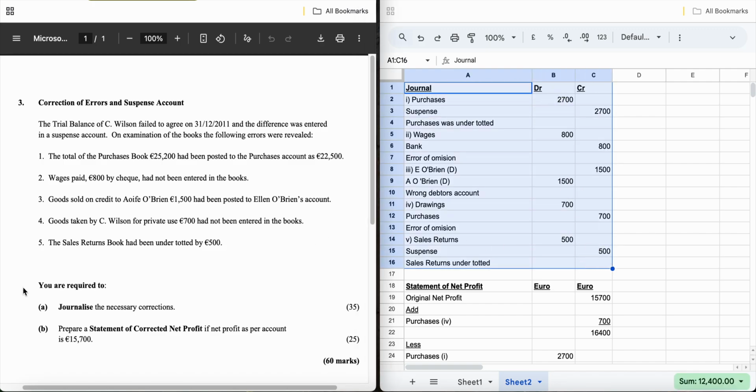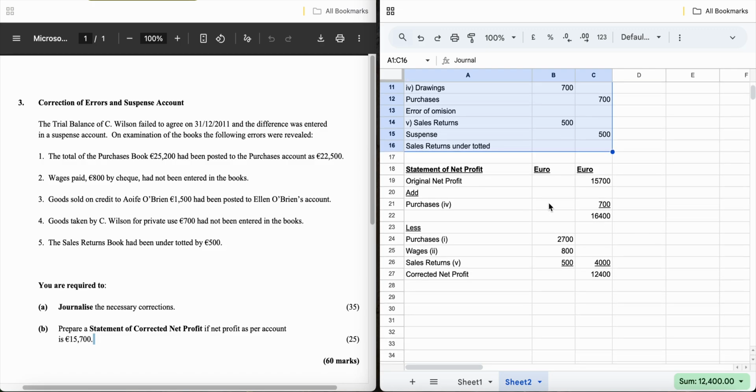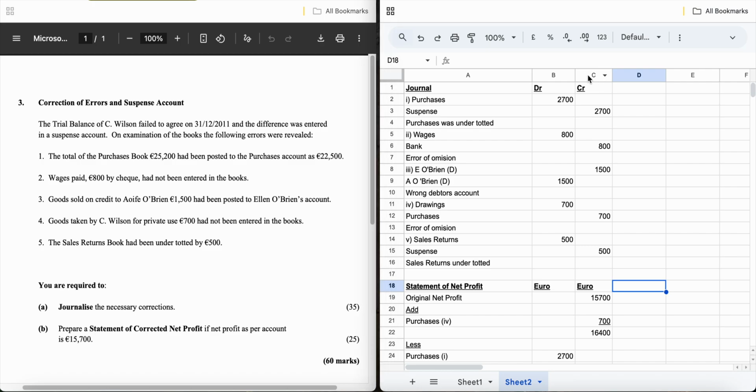For part B, it says prepare corrected net profit if the net profit as per the accounts is 15.7. So we lay out our page, 2 euro columns, and we put in our original net profit as 15.7. Now, again it is on the right hand side. So we look at our column here from our workings, and we say if there's anything that goes into a profit and loss account, in other words, anything that's an expense or a gain that is on the right hand side, we're going to add it on.